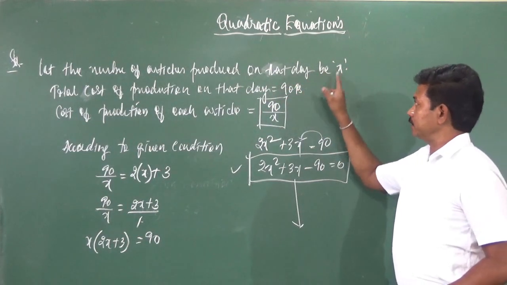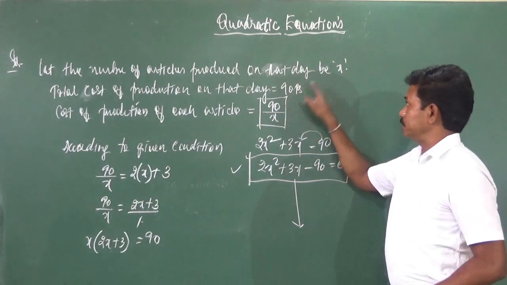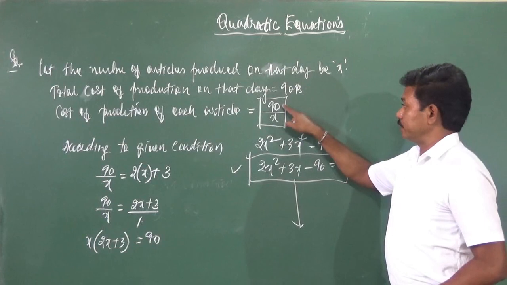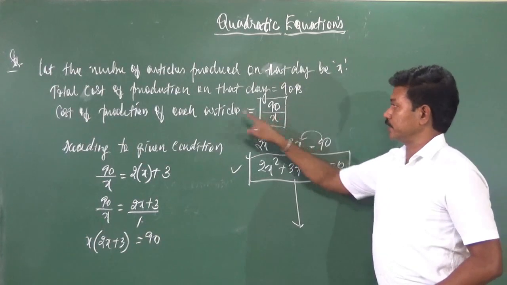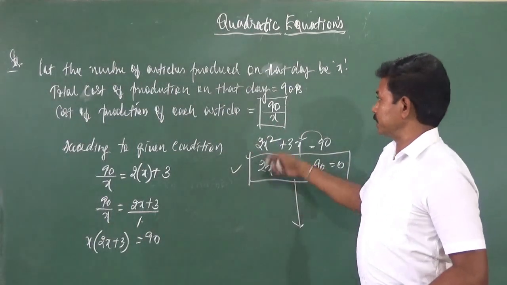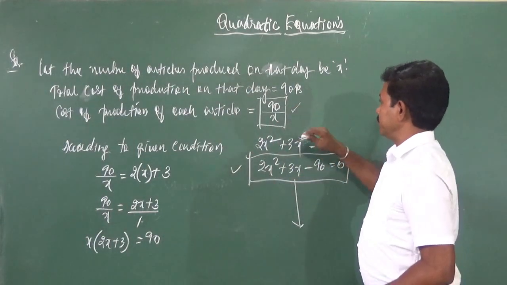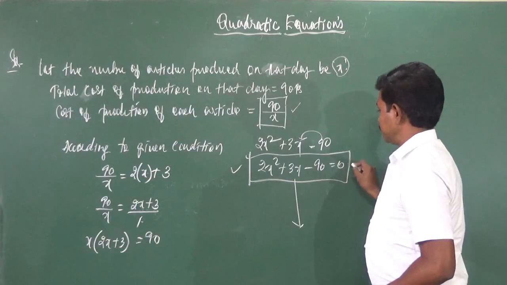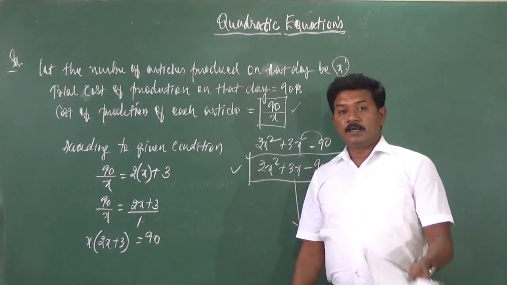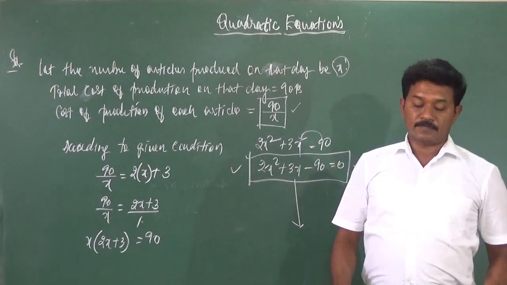And when you divide 90 by that value of x, you are going to get the cost of each article, right? So to find the cost of each article, use 90 by x, and you get x by factorizing this. Don't take the negative value because money is always positive, right?